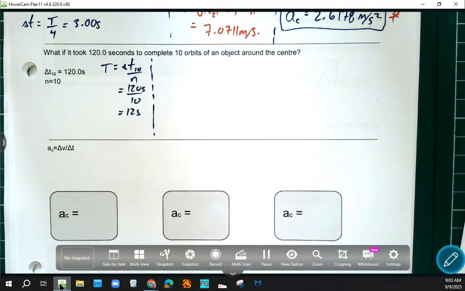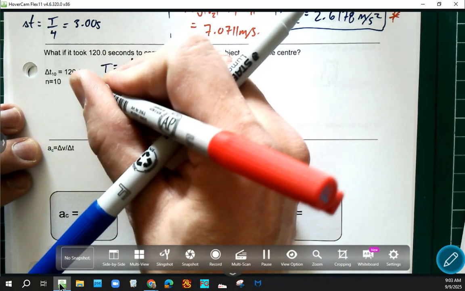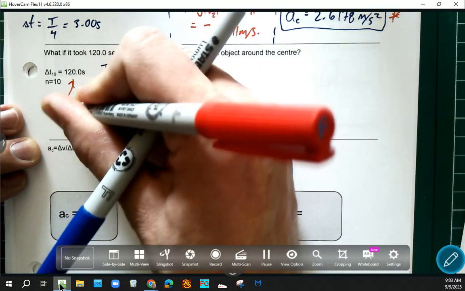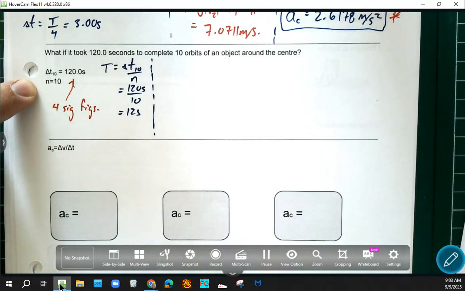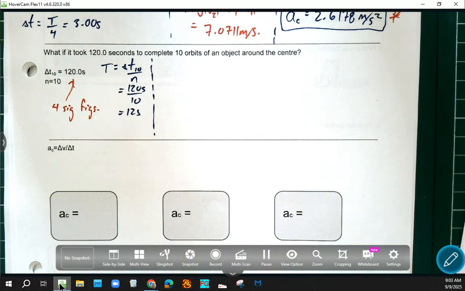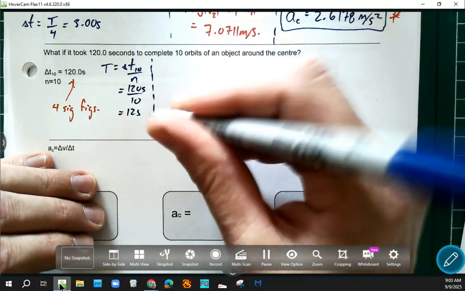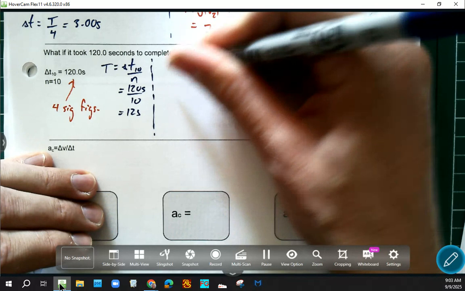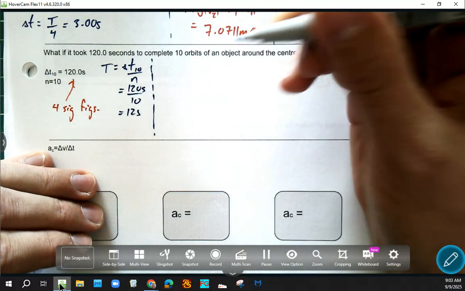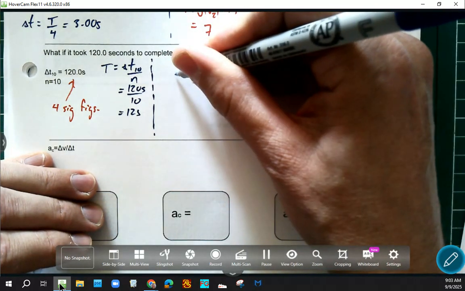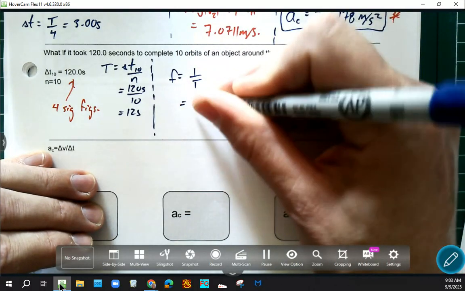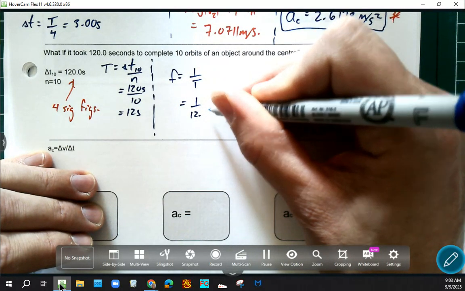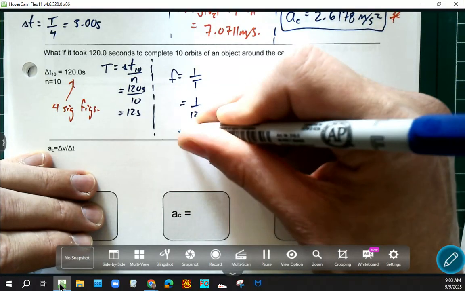By the way, as I'm looking at this, you might just make a mental note, 4 sig figs. Remember, the n does not contribute to sig figs. It's an integer count. Okay? 4 sig figs is present in these givens. We can say, okay, well, if I want to calculate the frequency, it would be 1 over period. So 1 divided by 12, really if it's 4 sig figs, 12.00 seconds.